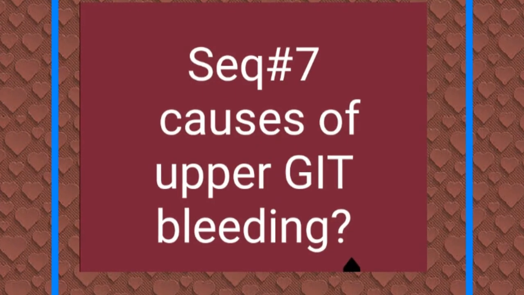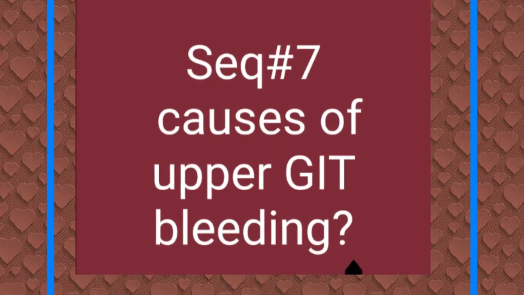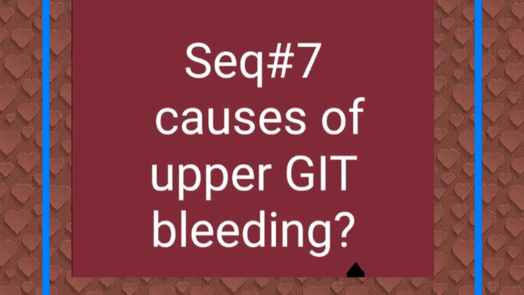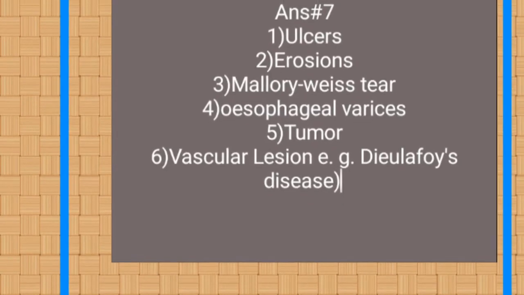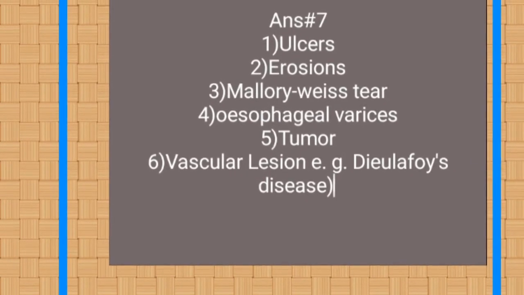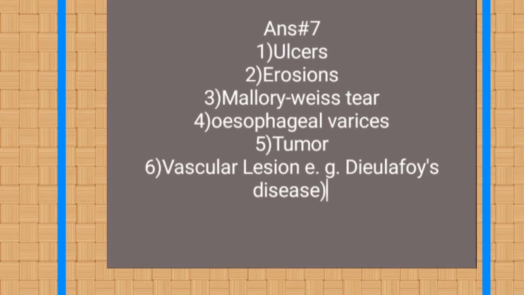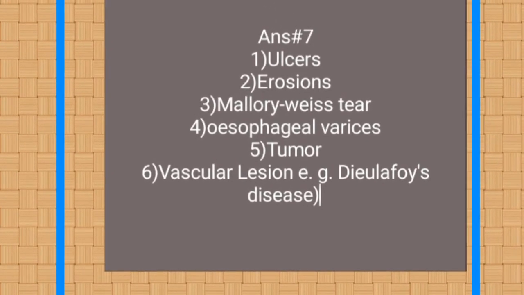Question number 7. Name causes of upper gastrointestinal bleeding, meaning GIT bleeding. Answer number 7. Number 1, ulcer. Number 2, erosion. Number 3, Mallory-Weiss. Number 4, esophageal varices. Number 5, tumor. And number 6, vascular lesion.